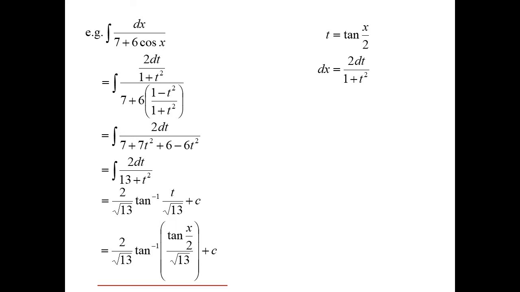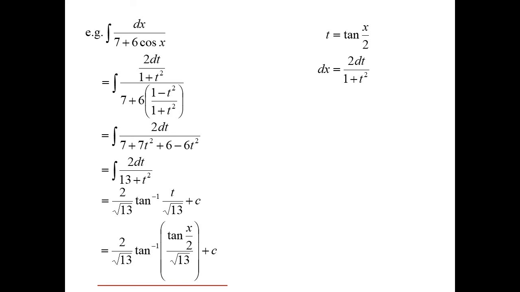I'll just write the top. But I have to be careful, of course, and remember that the number 7 there, I have to multiply by 1 + t² if I do it that way. So we end up with 2 dt/(7 + 7t² + 6 − 6t²), which tidies up to be 2 dt/(13 + t²), which is our inverse tan. So we get 2/√13 inverse tan of t/√13, but of course we need to get the x's back in there. So we have this wonderful expression: 2/√13 inverse tan (tan(x/2)/√13), plus of course a constant.